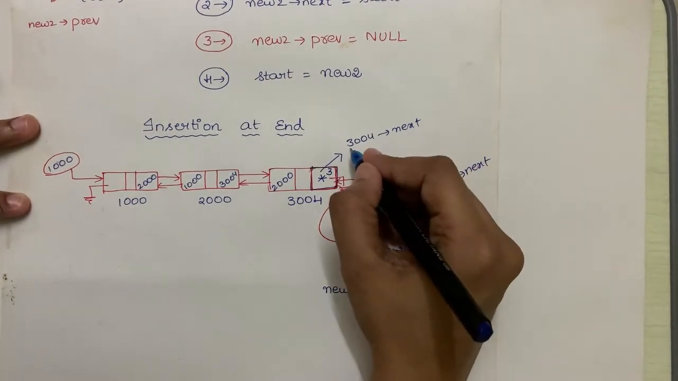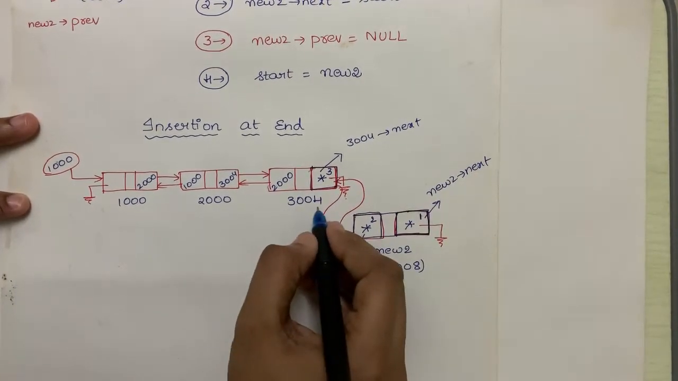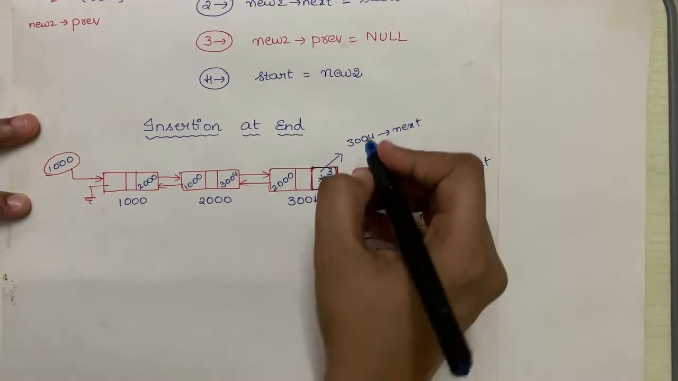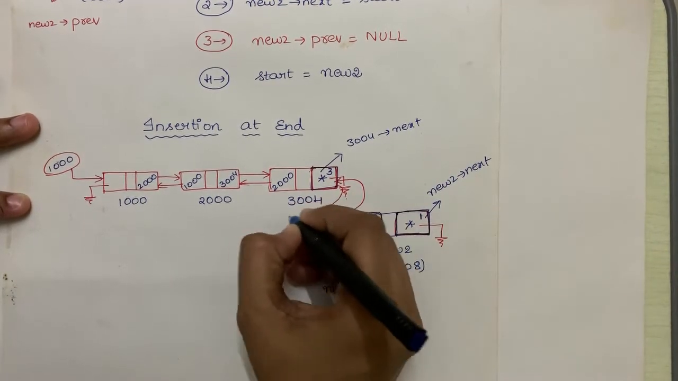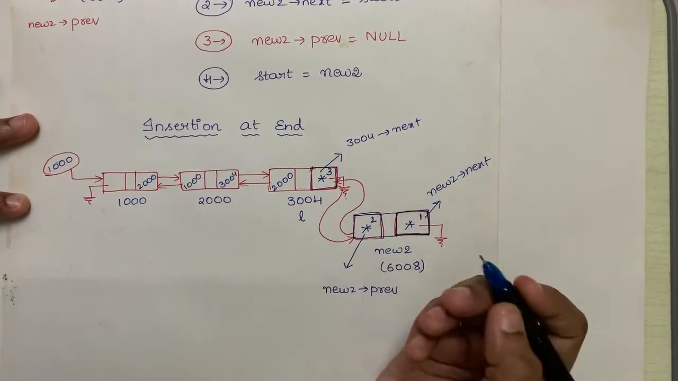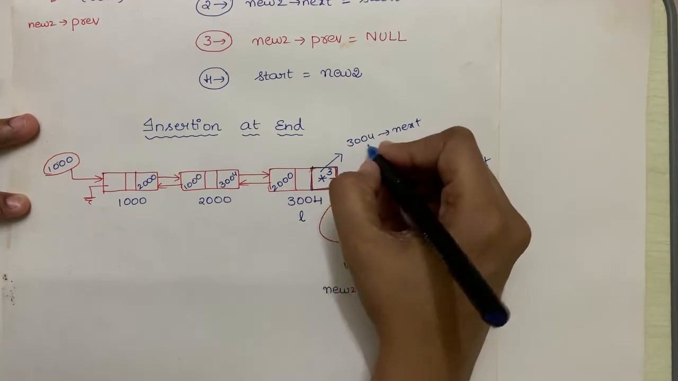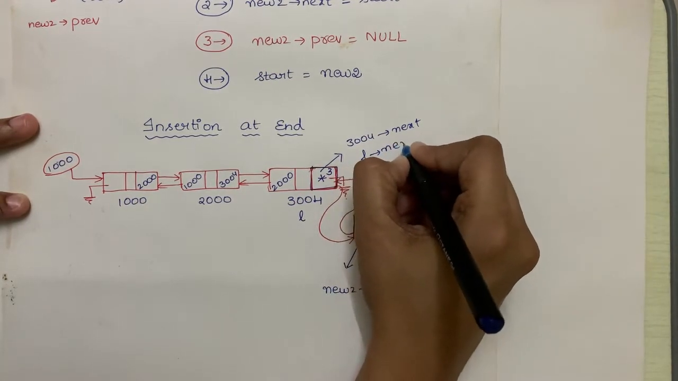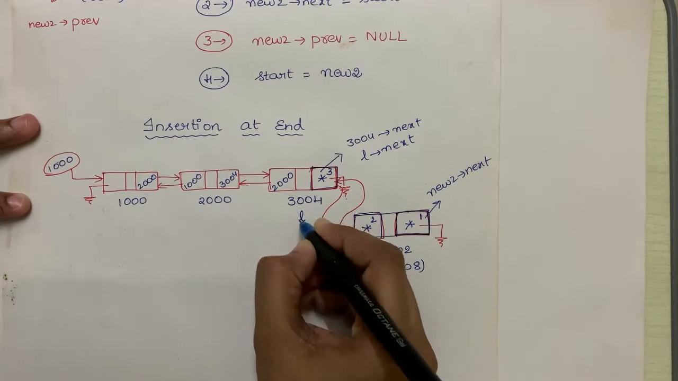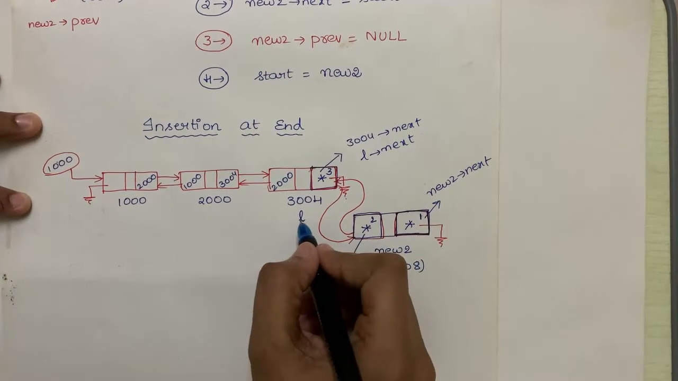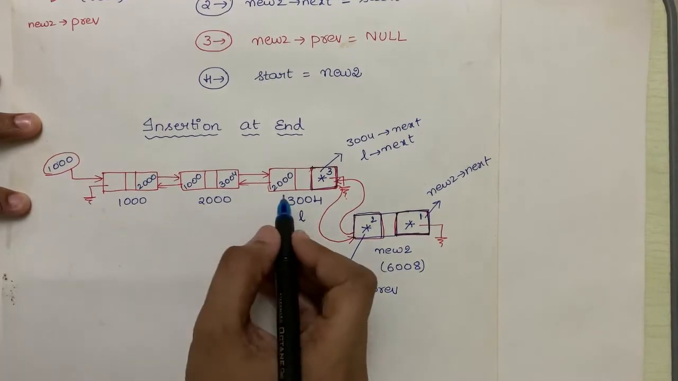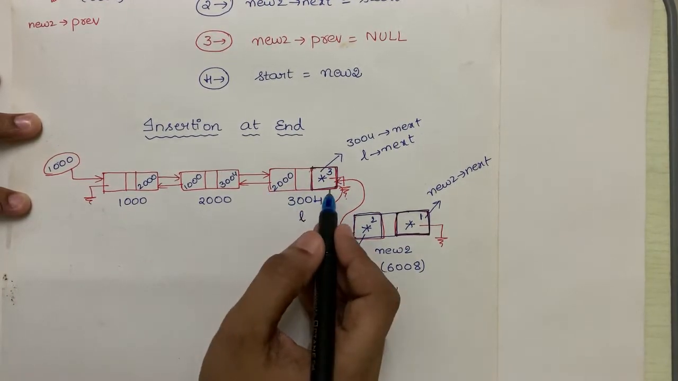Now 3004 is our assumed address. For example, this will be 3004. So we should know the name of this particular node. Suppose the name of this particular node is L, then the third field name will obviously be L next. So to get the name of this 3004 as L, we should initialize this L value to the starting node, because we don't know which one is the last node in the double linked list.